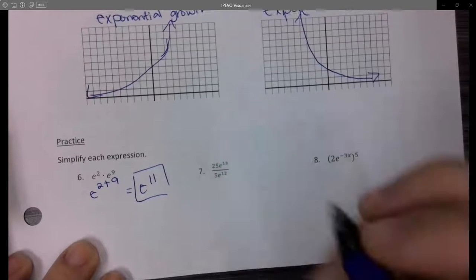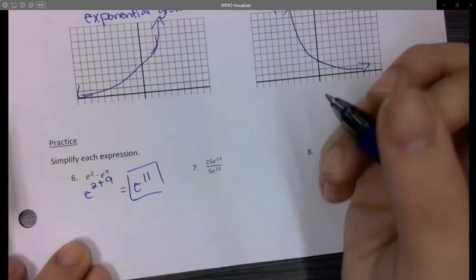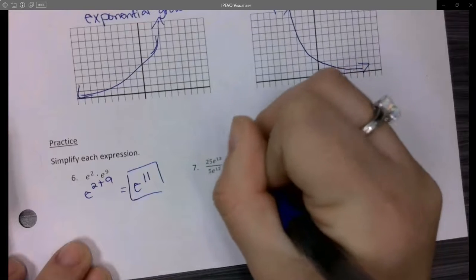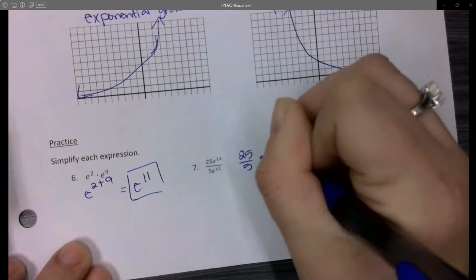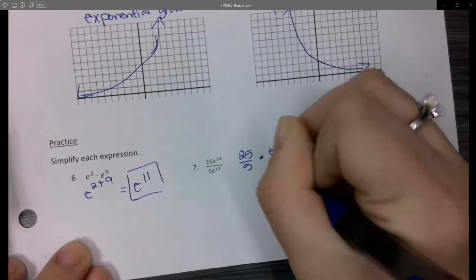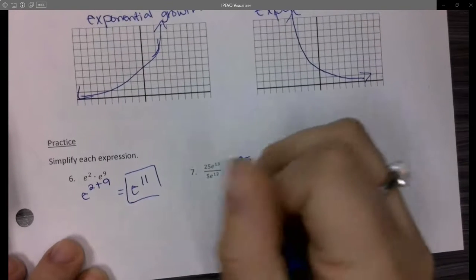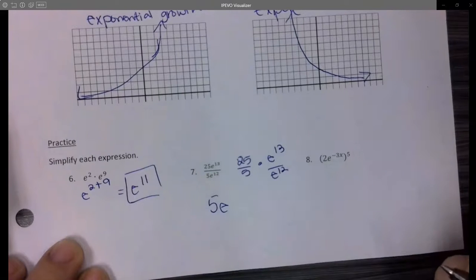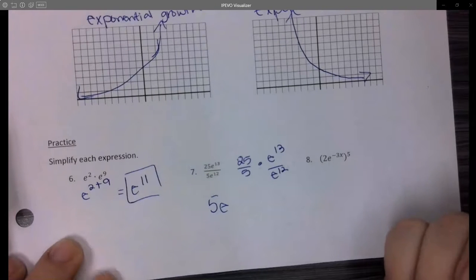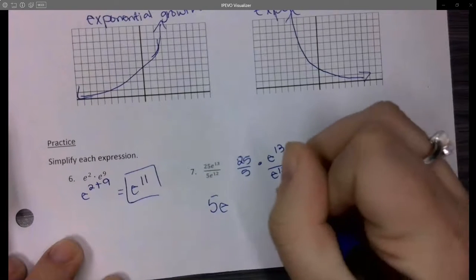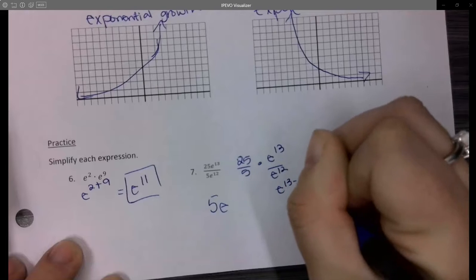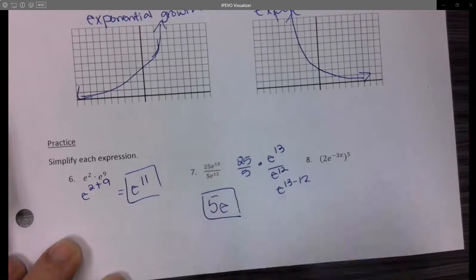Okay. On 7, I want to split it up into two fractions. So I have 25 over 5 times e to the 13th over e to the 12th. So 25 over 5 is going to give me 5. E to the 13th over e to the 12th just gives me e to the 1, because remember I subtract. So I don't have to write that exponent.